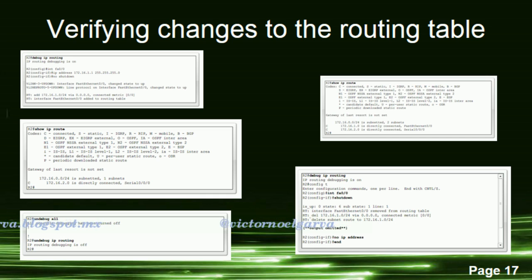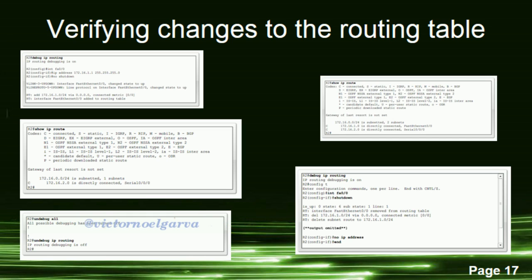We will configure the interfaces on the R2 router and examine this process. First, we will enable debugging with the debug ip routing command so that we can see the directly connected networks as they are added to the routing table.